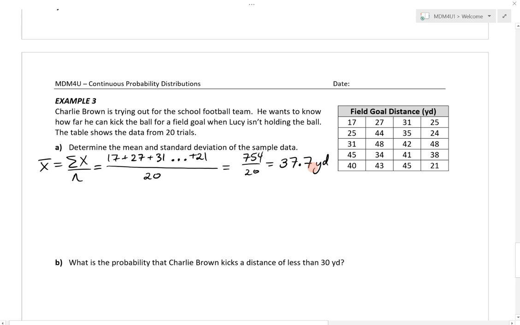Okay, so what about the standard deviation? Standard deviation is going to be governed by this formula, the square root of the sum of x minus x bar squared divided by n minus 1, or you could use the other formula that was given to you. But if you put this into Excel and you calculate the standard deviation, you get a standard deviation of 9.567.